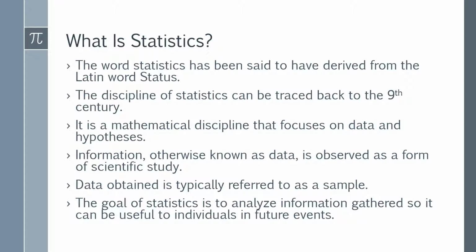So what exactly is statistics? The word statistics has been said to have derived from the Latin word status. The discipline of statistics can be traced back to the 9th century. It is a mathematical discipline that focuses on data and hypotheses. Information, otherwise known as data, is observed as a form of scientific study. Data obtained is typically referred to as a sample. The goal of statistics is to analyze information gathered so it can be useful to individuals in future events.